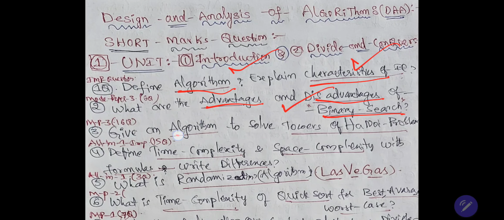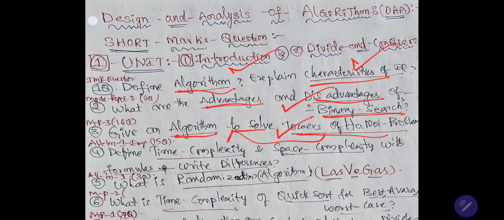And give an algorithm to solve Towers of Hanoi. For Towers of Hanoi, this algorithm is already shot. Most of the times we will get short questions from the essay questions, and essay questions from the short questions also. So write according to the marks.